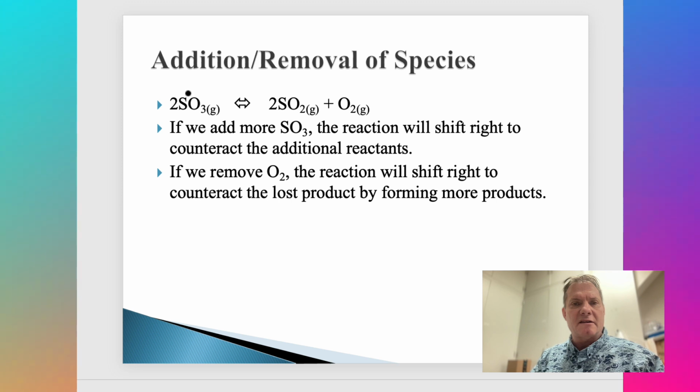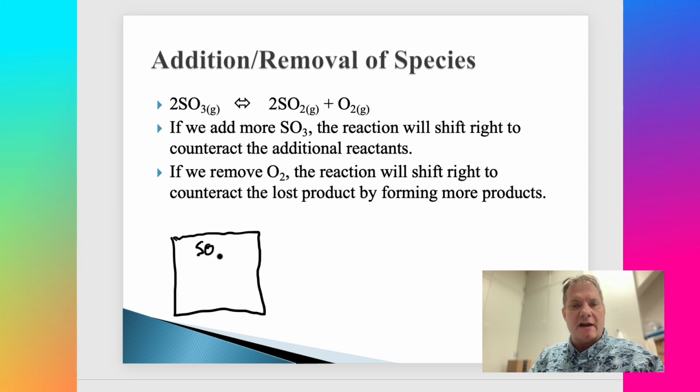So let's take a look at this example right here. We have sulfur trioxide in equilibrium with sulfur dioxide and oxygen. So that would mean that all three species are present, and the rates at which they are reacting for the forward and reverse reaction is the same. So I could upset the equilibrium by simply adding a species.